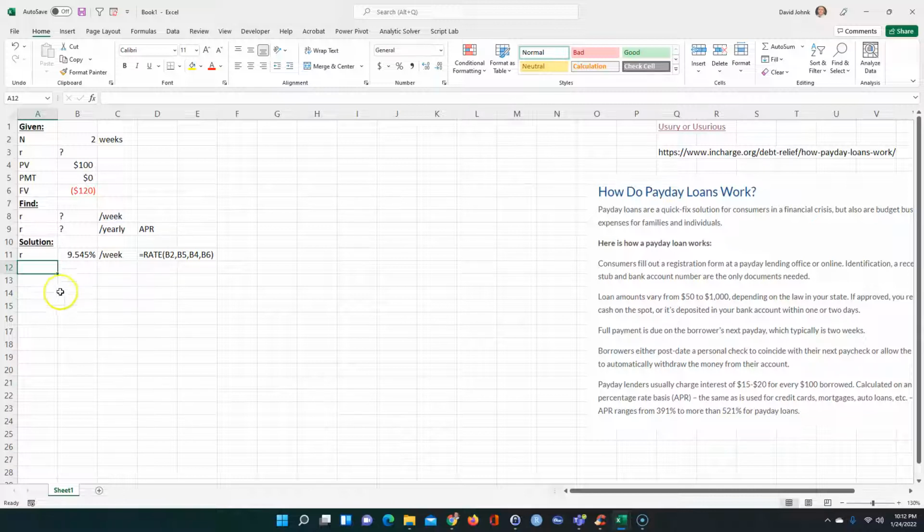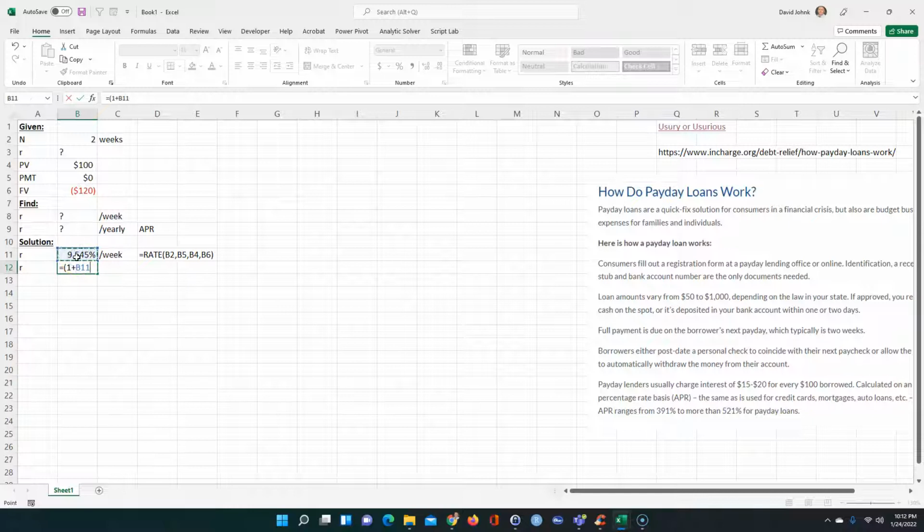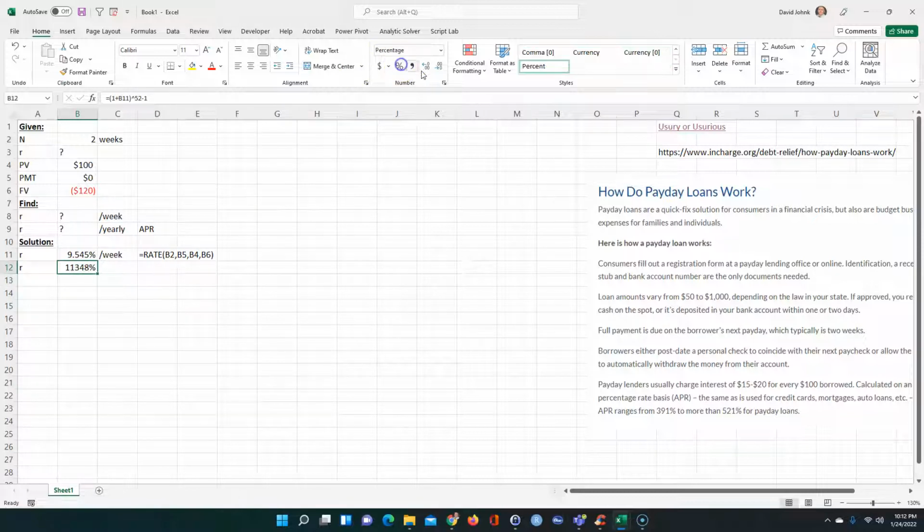So to find the yearly rate, I'm going to do the shortcut method, then I'll show you the long way so it makes sense. This R would be equal to the parentheses 1 plus this weekly interest rate to the 52 power, because it's 52 weeks, minus 1. And that's just the equation. And I have to format that as percent.